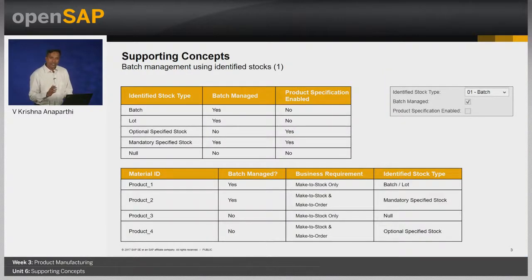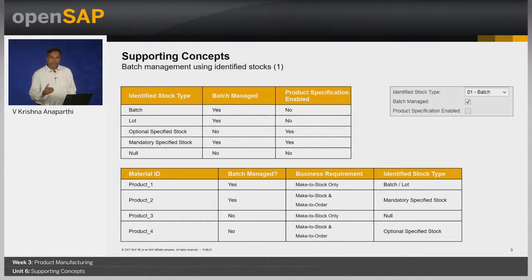At a material master level, identified stock type is a field which not only allows the user to define the material as batch managed, but also allows the user to define if product specification is enabled for that material. It can be primarily set as batch, lot, optional specified stock and mandatory specified stock. It can as well be left as blank.